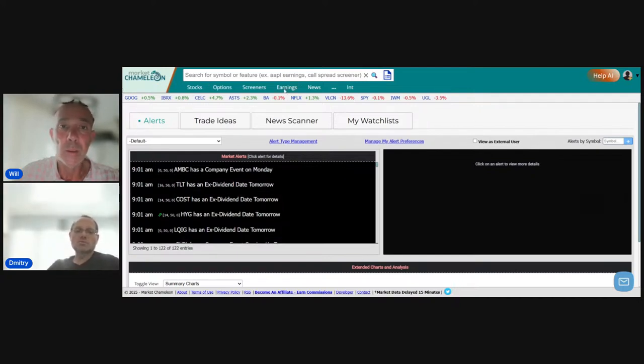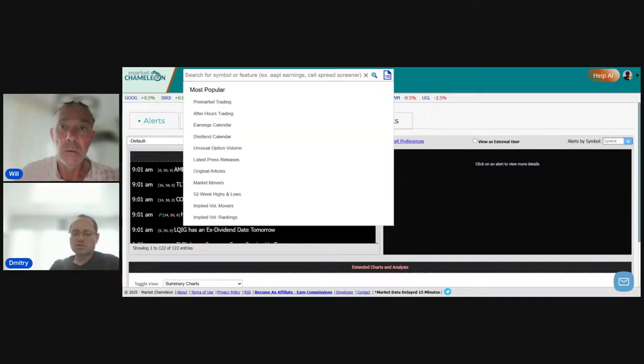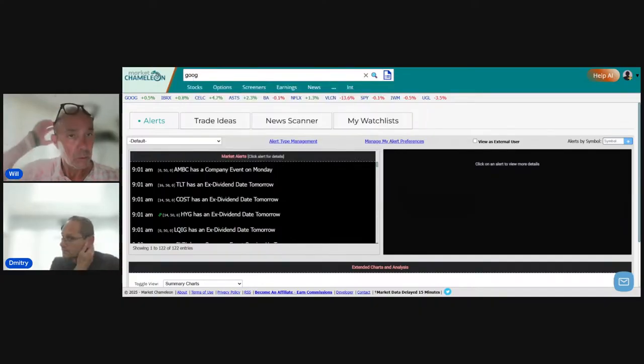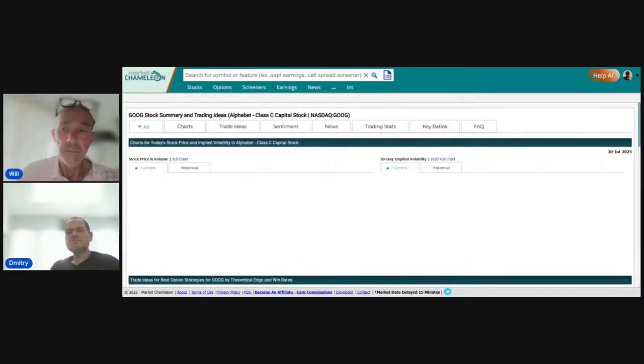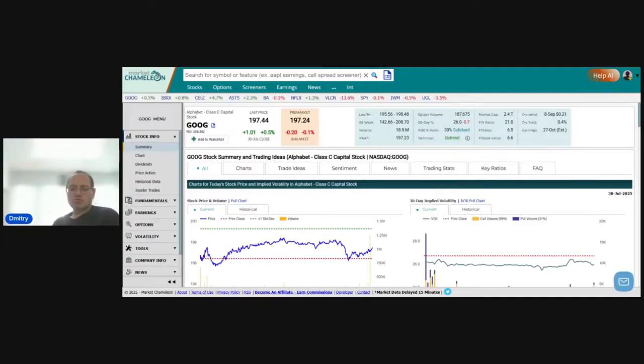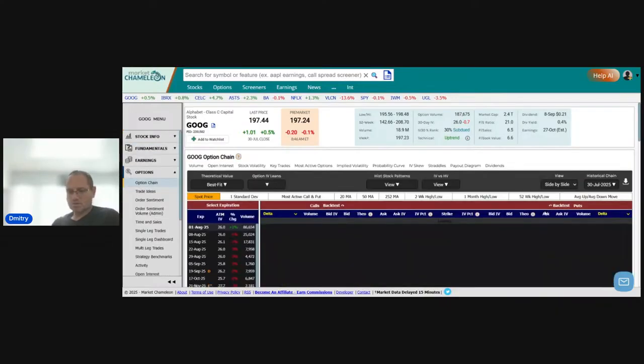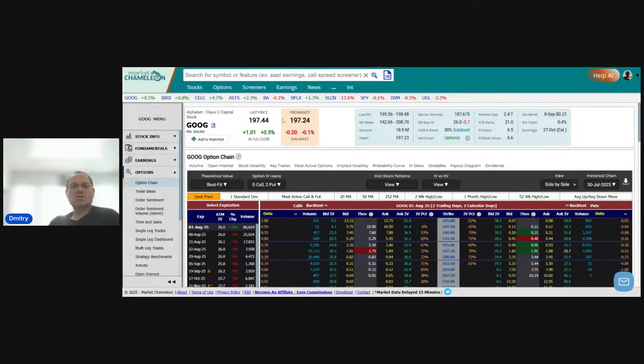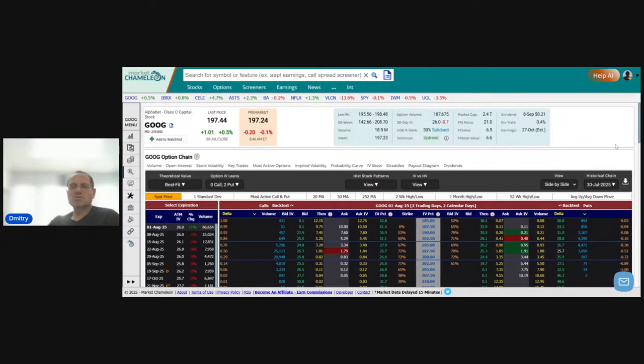Let's go. We're on the main page here. I'm going to go to a symbol, let's say Google. And when we end up at this main page, I'm going to go to the options and click on option chain. Okay. And let's click on this menu to minimize it and expand our screen.